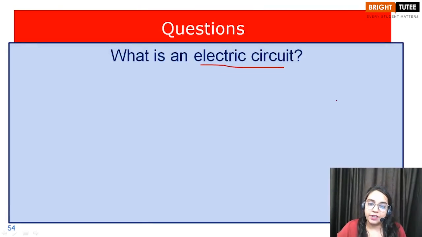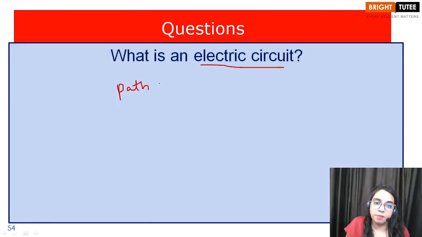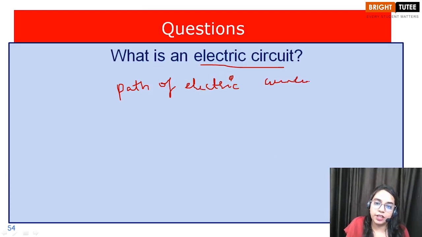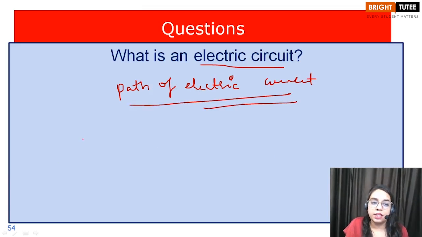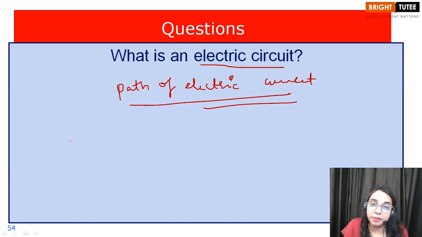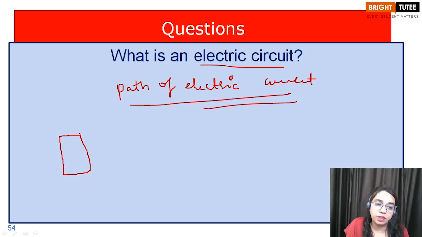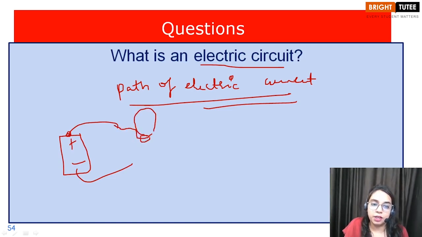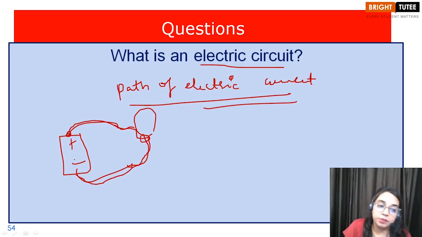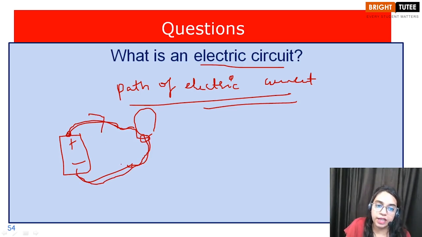What is an electric circuit? So children, it is the path of electric current, right? The path of electric current is known as an electric circuit. When it is complete, we call it a complete electric circuit. For example, we have a cell over here which is connected, through its positive and negative terminals, to the two terminals of the bulb, and here you can observe, children, that the path of the current is complete. The current will always flow from the positive to the negative terminal.